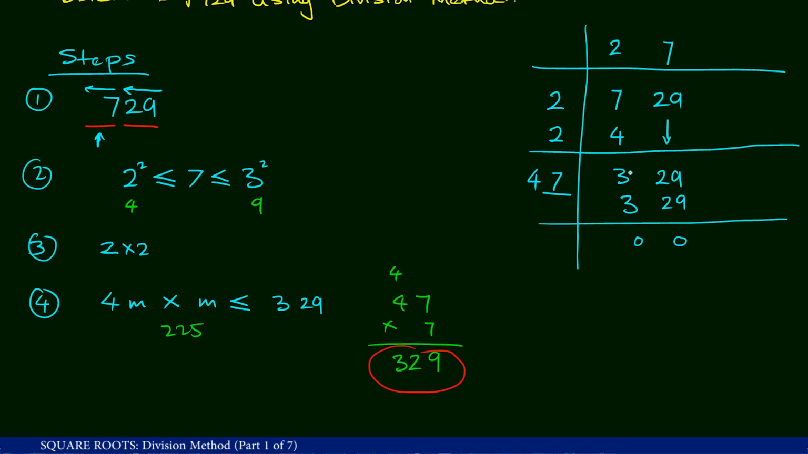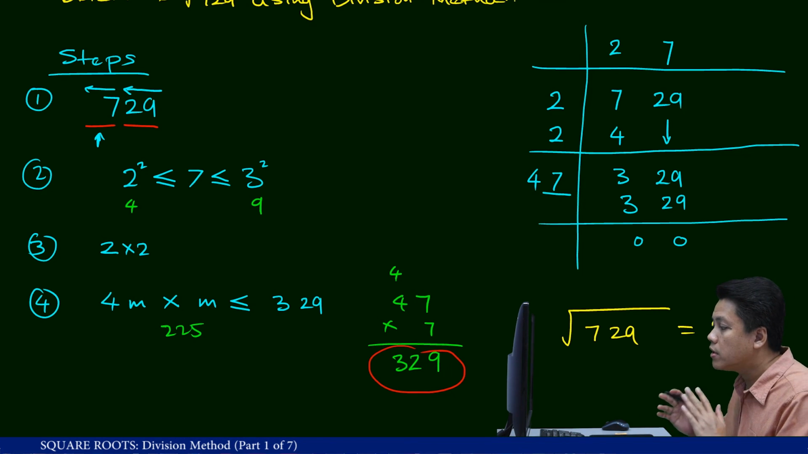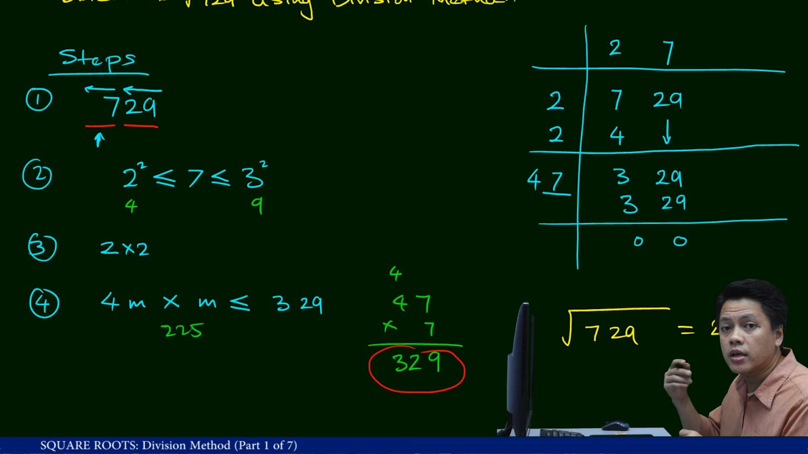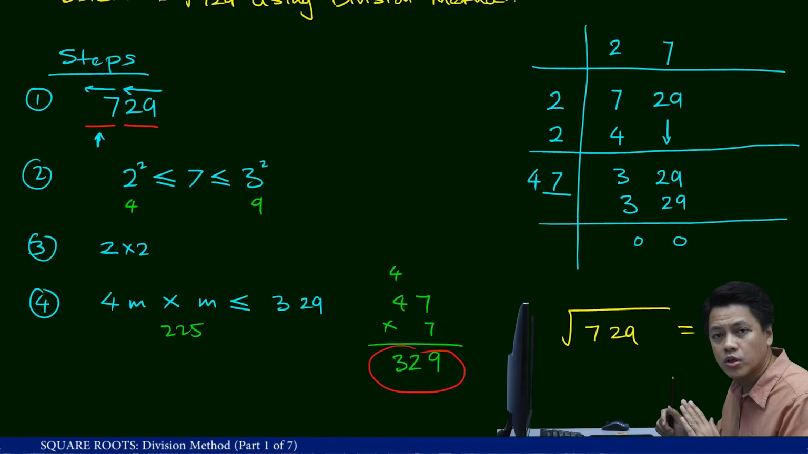So now we are able to find the square root of 729, which is 27. That is how we figure out the square root of 729 using the long division method. We are going to take a look at a few more examples. Stay tuned. In the next video, we are going to do something a little bit more complicated than this.